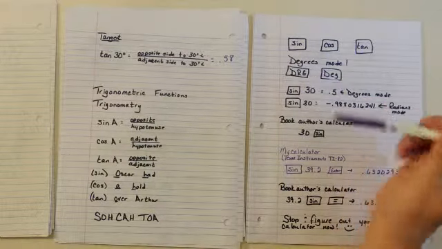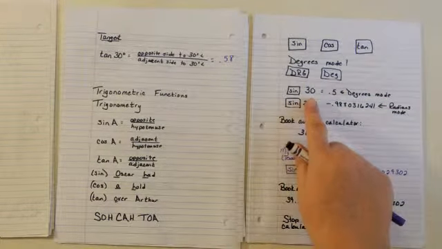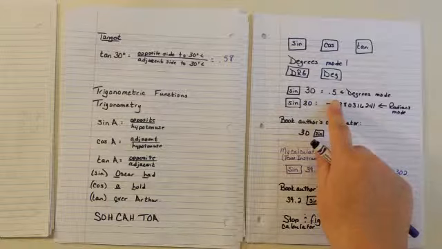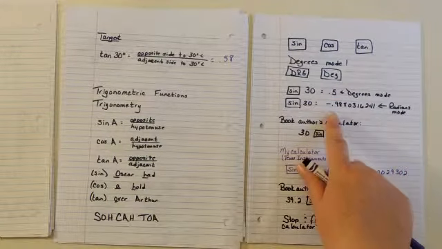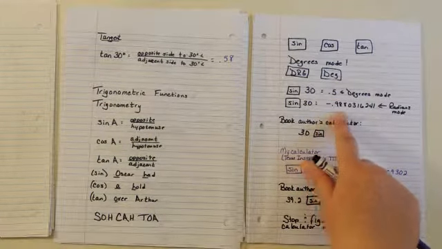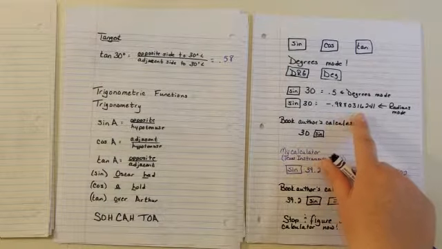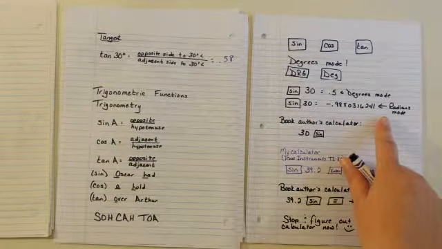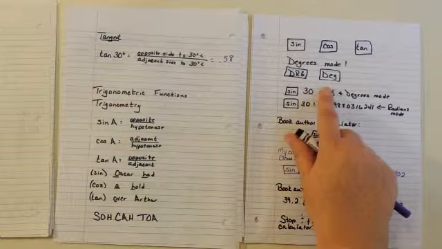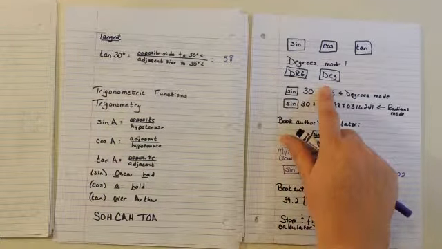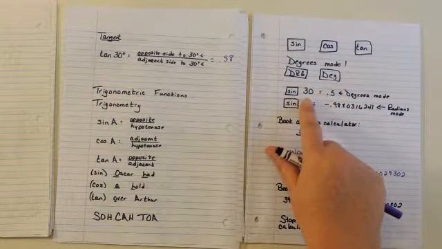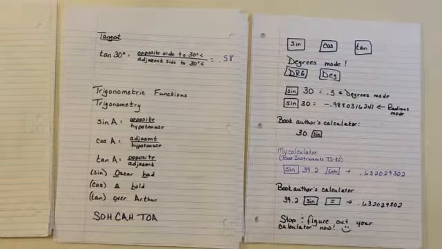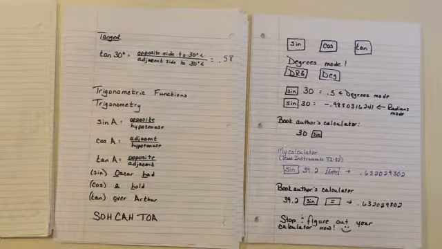So if the sine of 30 degrees is not giving you 0.5, but is instead giving you negative 0.988, you're in radians mode. So find the DRG or degree button and push it until it says degrees, and then when you do sine of 30 degrees, it should say 0.5. Okay?